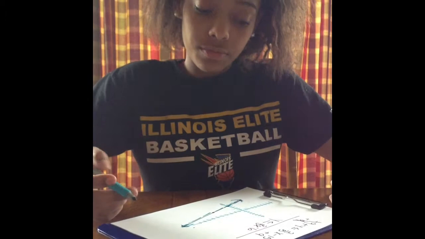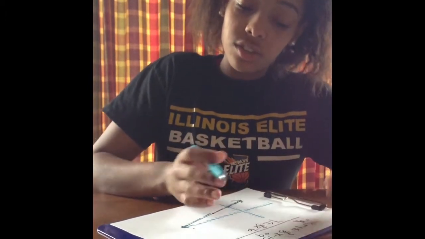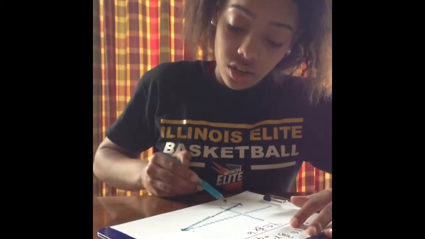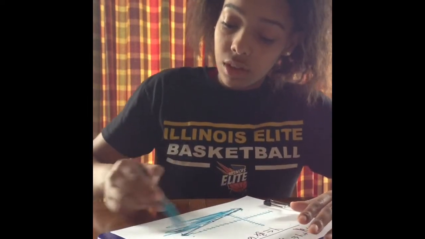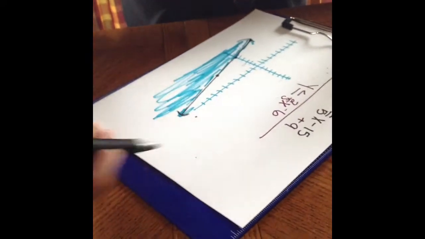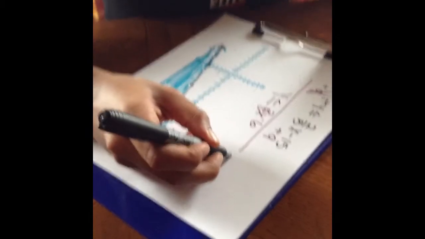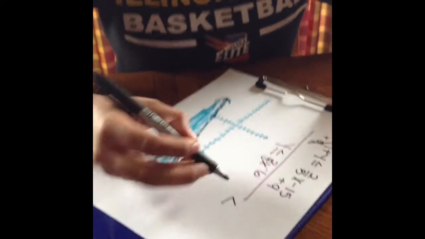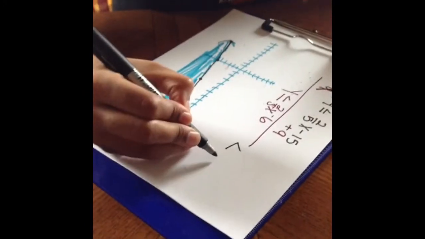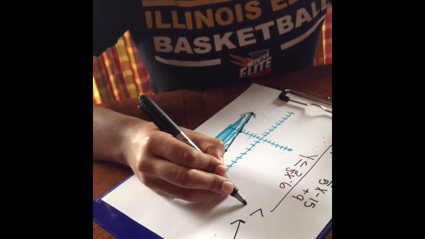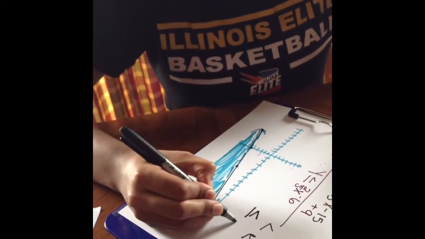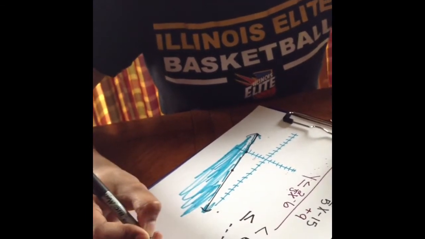And since it's a less than, I shade underneath the line. I shade underneath the line with the dotted line. So if the sign is like this, you just do a straight line. You graph a straight line. But if the sign is like this, you do a dotted line.